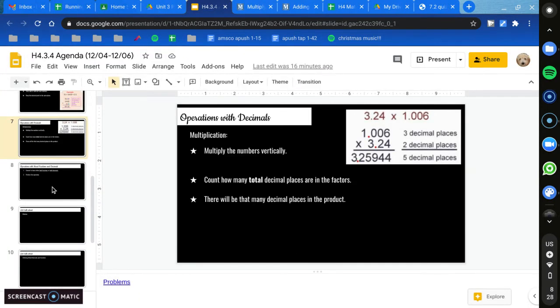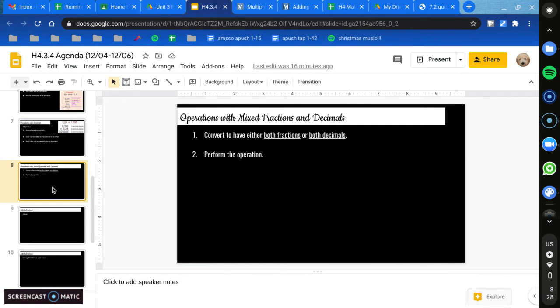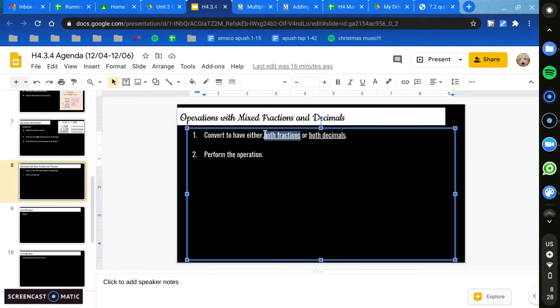And let us talk now about a couple of things. We're going to talk about operations with mixed fractions and decimals. So if you had like 1/2 plus 0.25, right? There are 2 ways to do this. Here's way 1. Convert them to be both fractions and then add them, or do the operation. Or convert them to be both decimals and then do the operation. You can't have mixed. Okay, you will get problems where they're mixed, right? But to do the operation, they can't be mixed.